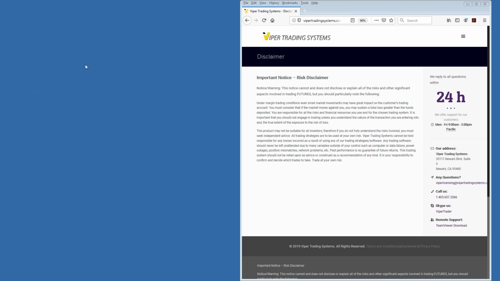Tonight is Thursday, September 12th, 2019. Tonight's topic is proper placement of targets and stops. Should be a good one. Got a great turnout here tonight.